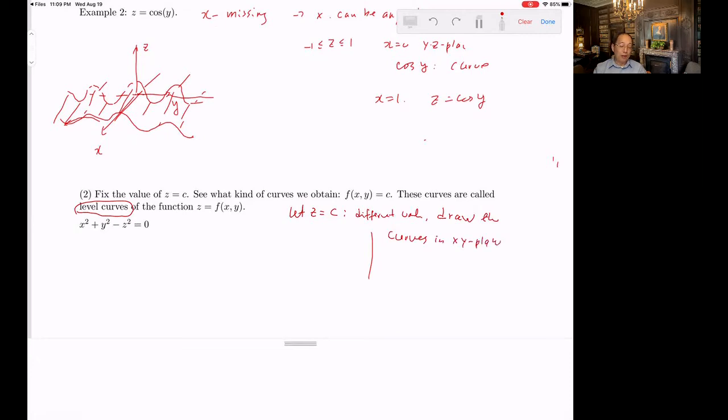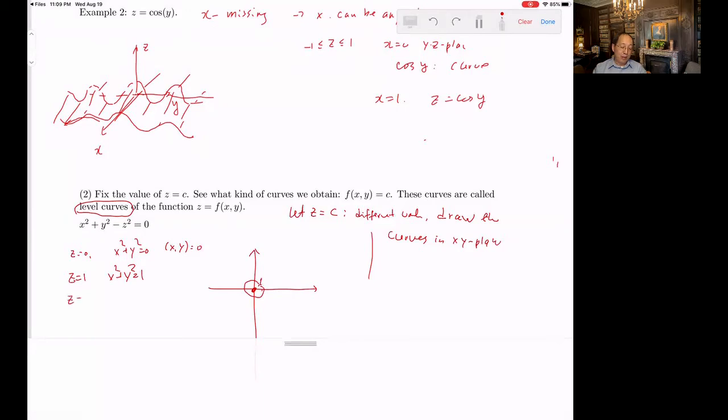Okay. So for example, over here, if z is equal to 0, then we have x squared plus y squared equal to 0. This is just one point. That means (x, y) is equal to (0, 0). So this is what we have: a dot. And then if z is equal to 1, then we have x squared plus y squared equal to 1. So this is a circle. And we can write down z is equal to 1 over here.